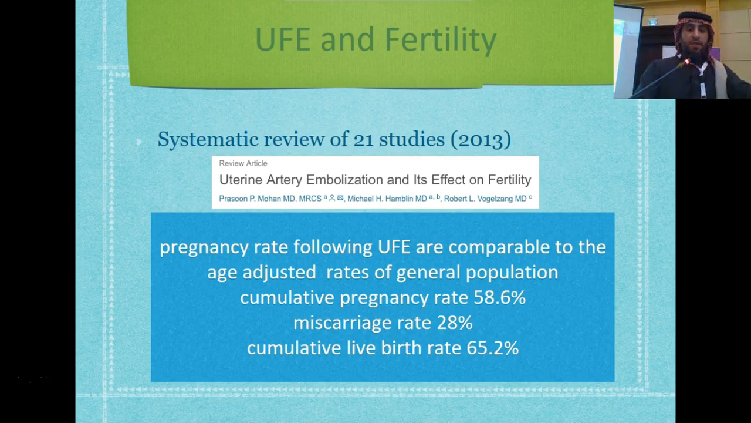Now, this is a systematic review of 21 studies, and their conclusion is that pregnancy rates following UFE are comparable to the age-adjusted rate of the general population. The cumulative rate of pregnancy is 58%. Miscarriage is 28%, probably like the normal population. The cumulative live birth rate is 65%.